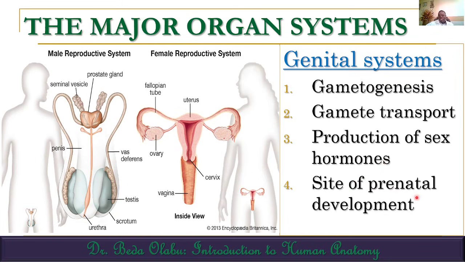Importantly, and this could just be narrowed down to the uterus, the uterus is a site of prenatal development. The baby develops in the uterus for some 9 months before birth. So it's a site of prenatal development. You may have considered those to be two systems or just one big system. Either way, we know that's there.